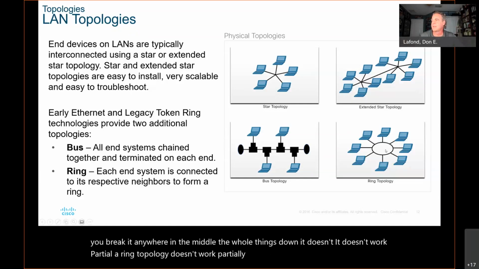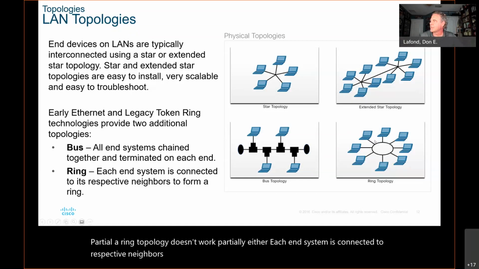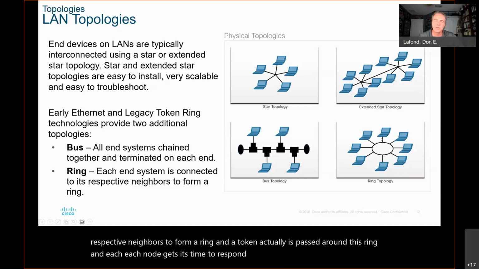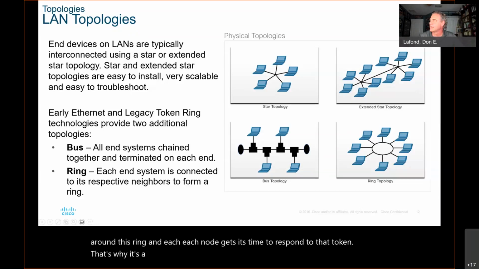A ring topology doesn't work partial either. Each end system is connected to its respective neighbors to form a ring, and a token actually is passed around this ring, and each node gets its time to respond to that token. That's why it's a slower system than, say, a star topology.